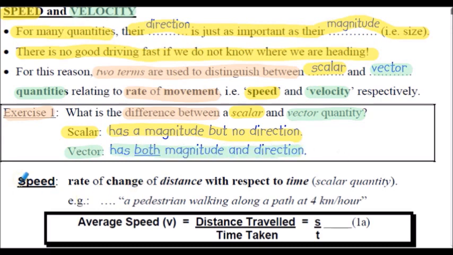So speed is defined as the rate of change of distance with respect to time. This is the scalar quantity. So a pedestrian walking along a path at 4 kilometers per hour. We have a magnitude there but no direction. So average speed, symbol V, is defined as distance travelled divided by time taken. In symbol form, that's denoted as S divided by T.